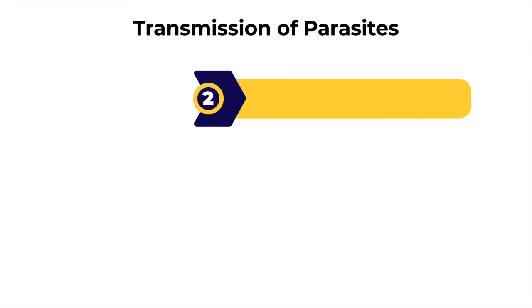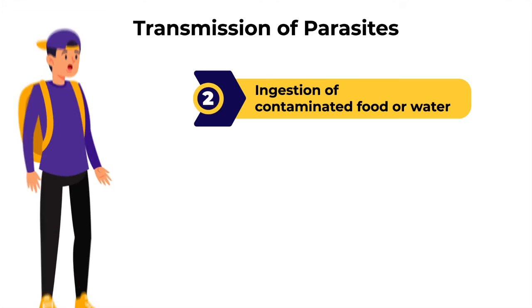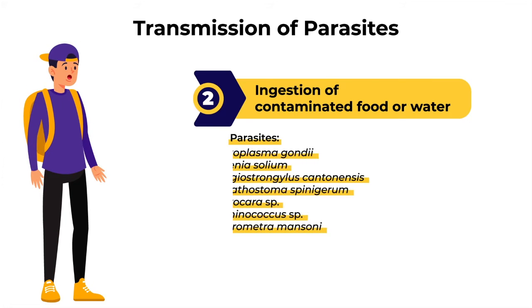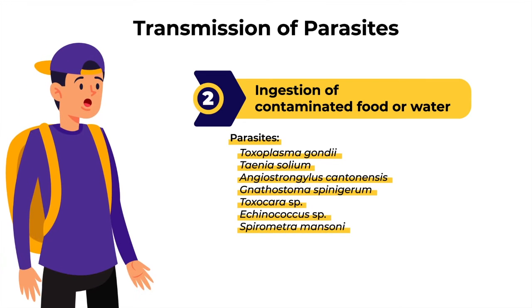The second mechanism of disease transmission is through ingestion of food or water contaminated by the infective stages of the parasites. Parasites transmitted through this mechanism mainly belong to numerous helminth species and tissue protozoa such as Toxoplasma gondii.